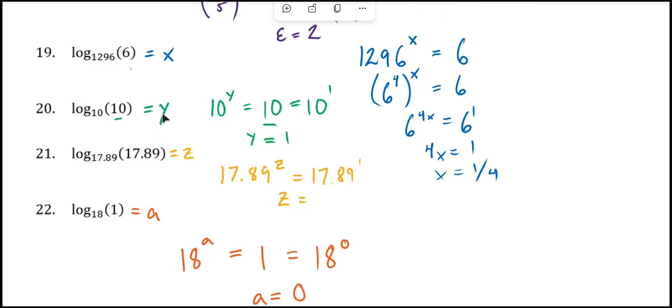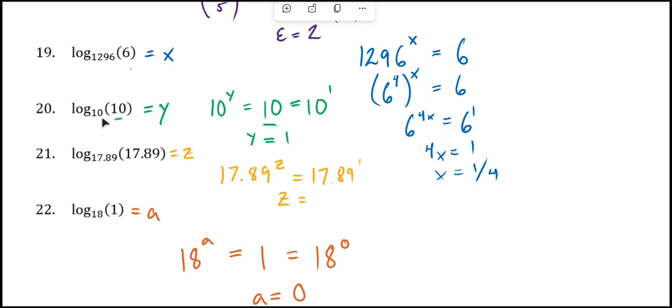Let's run through the next few. Log base 1296 of 6 is what? Okay, so let's just be patient and rewrite this in exponential form. This is 1296 to the x is equal to 6. Well, a little bit of playing around and maybe some intuition would tell you that 1296 is a power of 6. 6 to the 4th, in fact, which means that this side of the equation is 6 to the 4x. Now, if that's 6 to the 1, then 4x must be equal to 1. And so x is equal to 1/4. And that would be the output of this logarithm here.